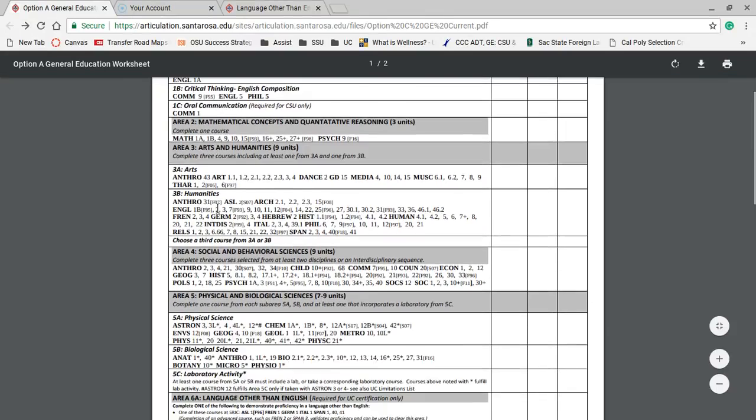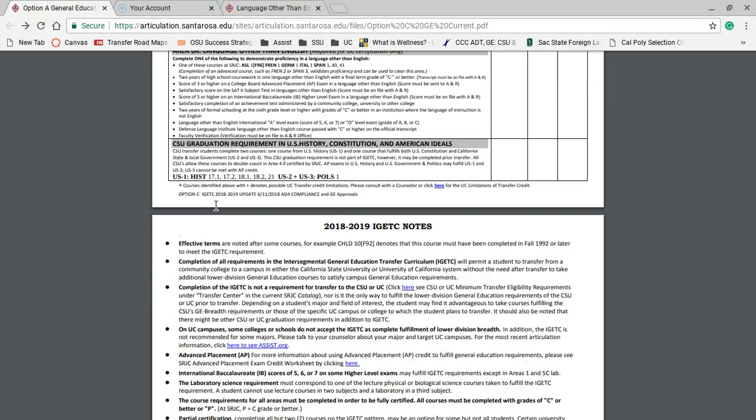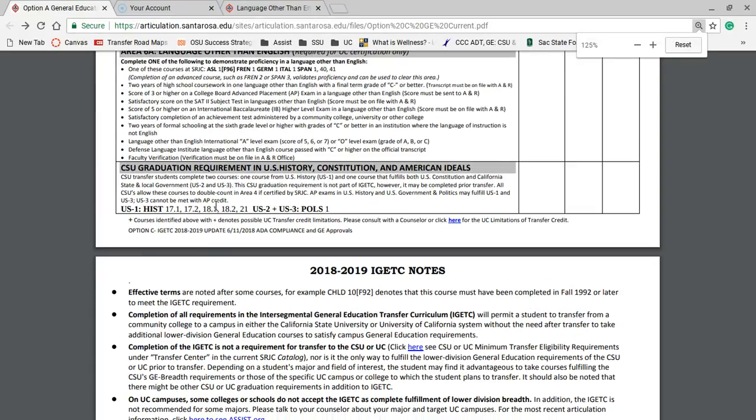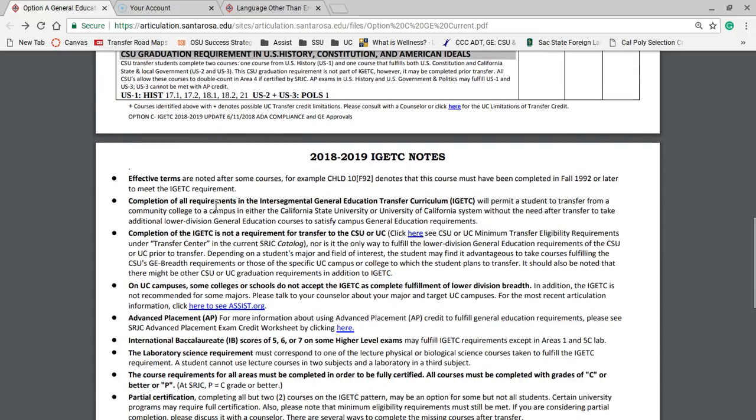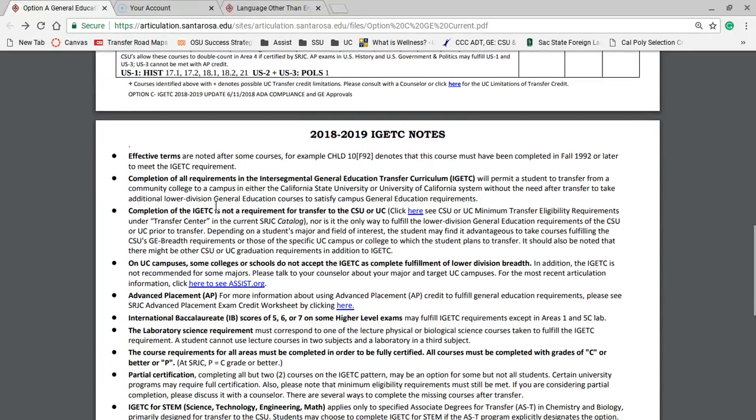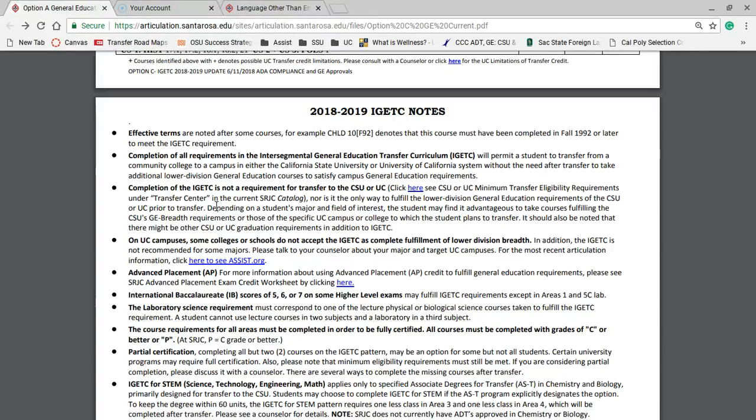The back side of the IGETC has some notes. Completion of the IGETC is not a requirement for a transfer to the CSU or UC. However, there are several majors at Berkeley that do require the completion of IGETC. The College of Business at UC Riverside also requires the completion of IGETC. So there are some rules to that, and you would want to make sure that you really know what those rules are. So just be careful with that.